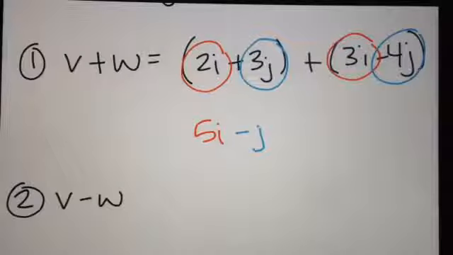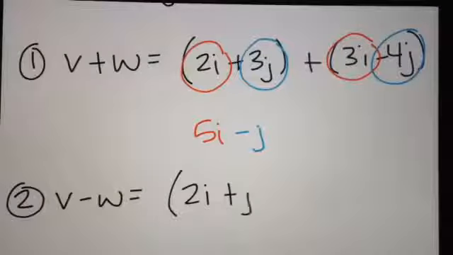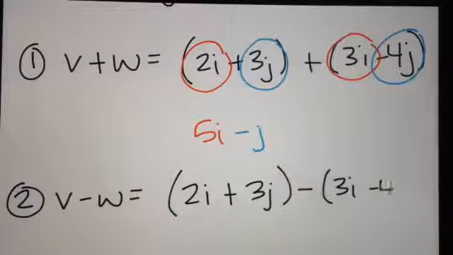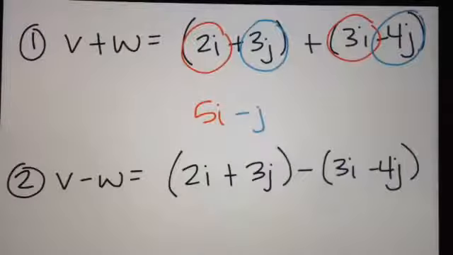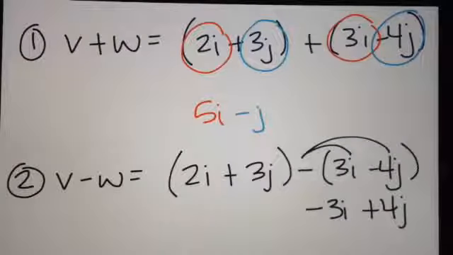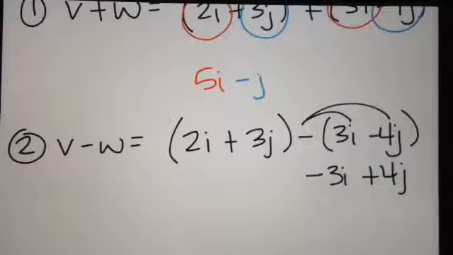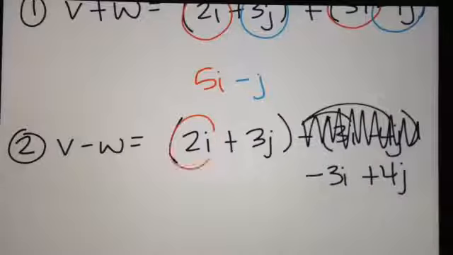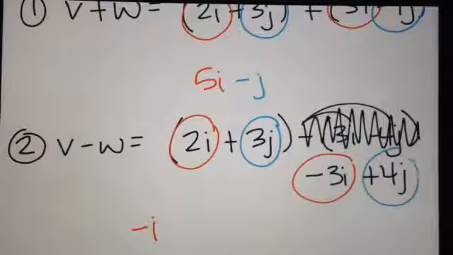If we have v minus w, then we're going to set the problem up in a very similar fashion. We're just going to be subtracting them. So I'm going to go ahead and distribute the negative. You're welcome to do the subtraction in your head if you want, but students typically do things incorrectly, I find. So I distributed the negative, and now I can combine like terms. I have 2i and negative 3i makes negative i. And then I have 3j and 4j, which makes 7j.